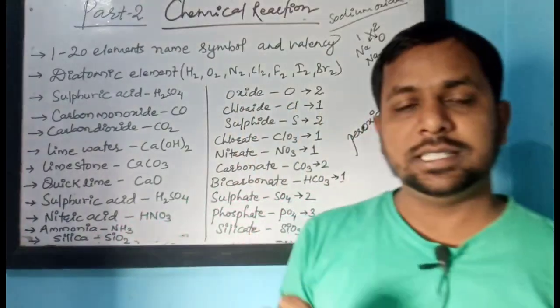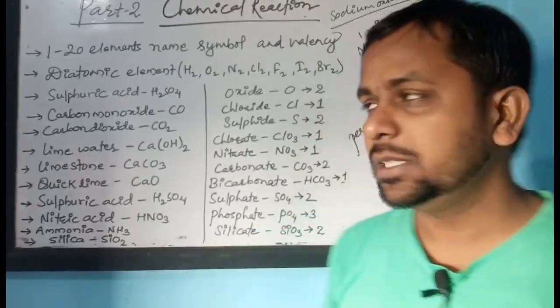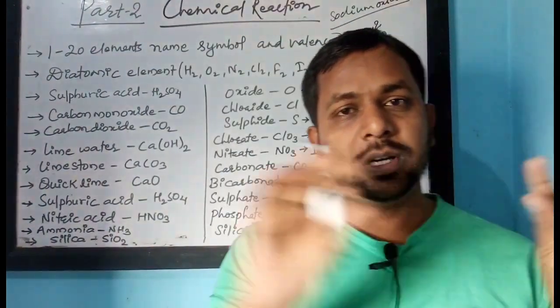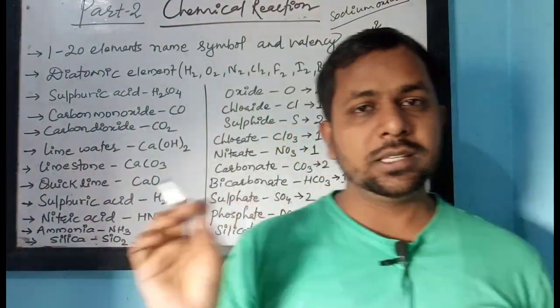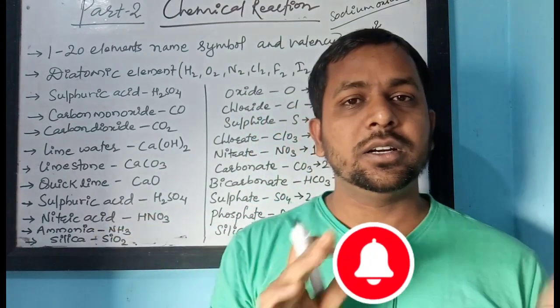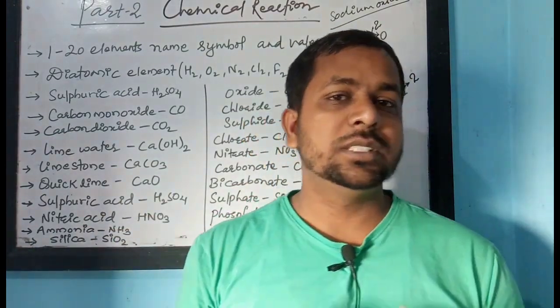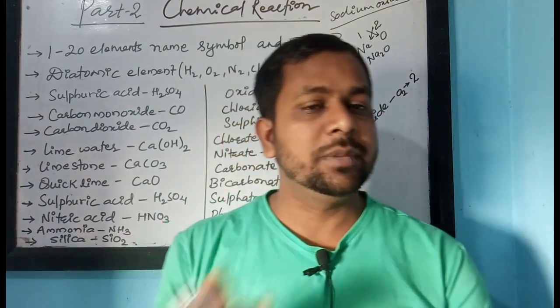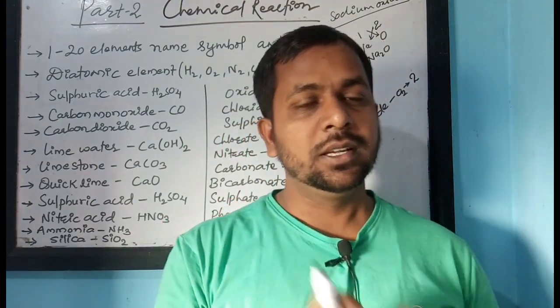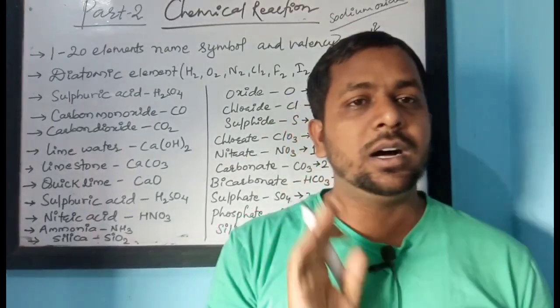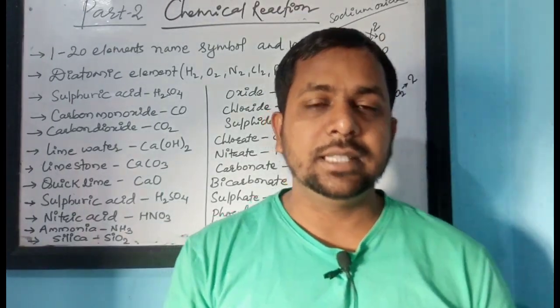Today we are going to study part 2 of the chemical reaction chapter. In this chapter we are going to study how the word equation is converted into a formula equation and how that formula or unbalanced equation is balanced. Everything we are going to study about it: balancing of chemical reactions by hit and trial method, and we are studying this part 2 on the basis of class 9 and class 10 level.